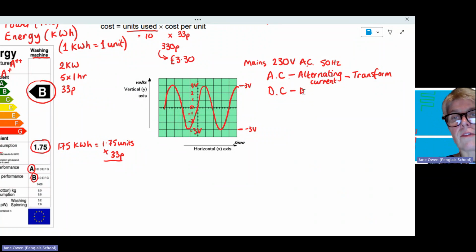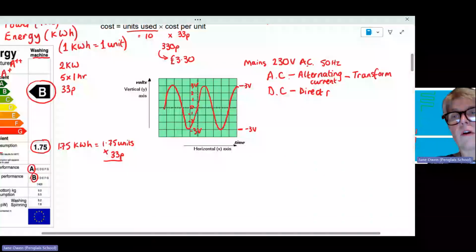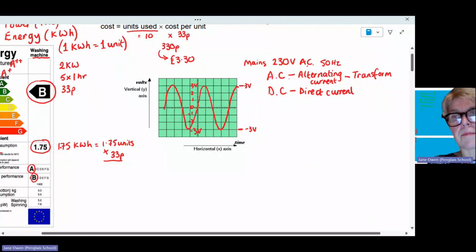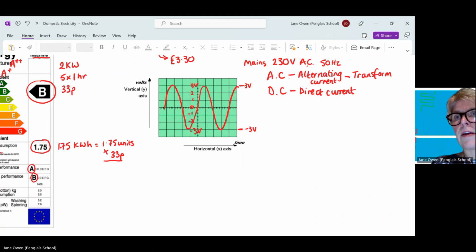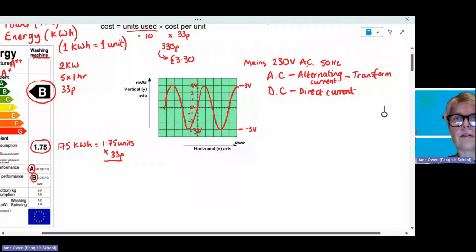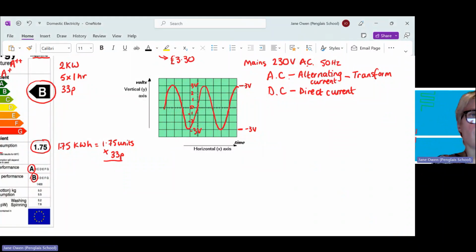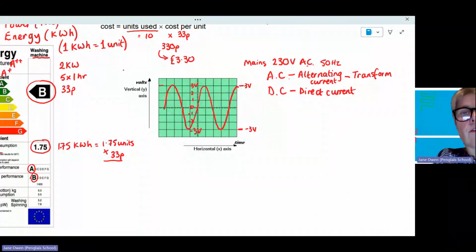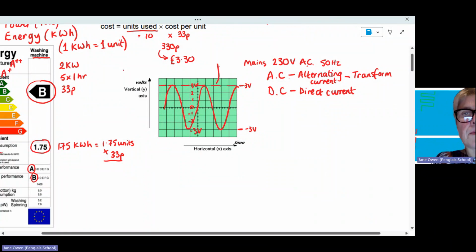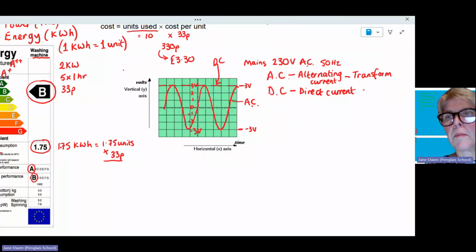Now, direct current has only got one value only. I'll do it as a dotted line in a different colour. If it's a direct current, I'll label that DC, and I'll label this AC. Direct current means there's only one value that the current can be.